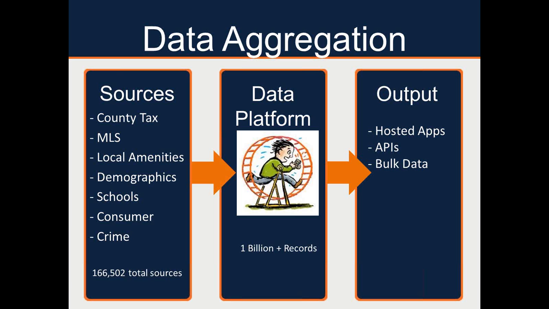And when we get that information, we go ahead and we plug it into a central data platform where we do all of our processing. And that comprises over 1 billion records. From that data platform, we're able to produce really 3 types of output. The first is hosted applications, and like I mentioned before, all of our hosted applications are white labeled for our clients. We have APIs, and we have bulk data.